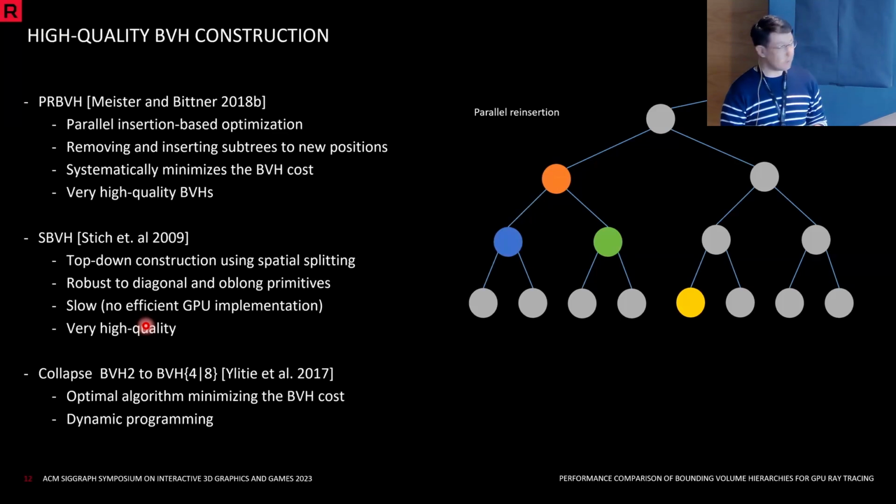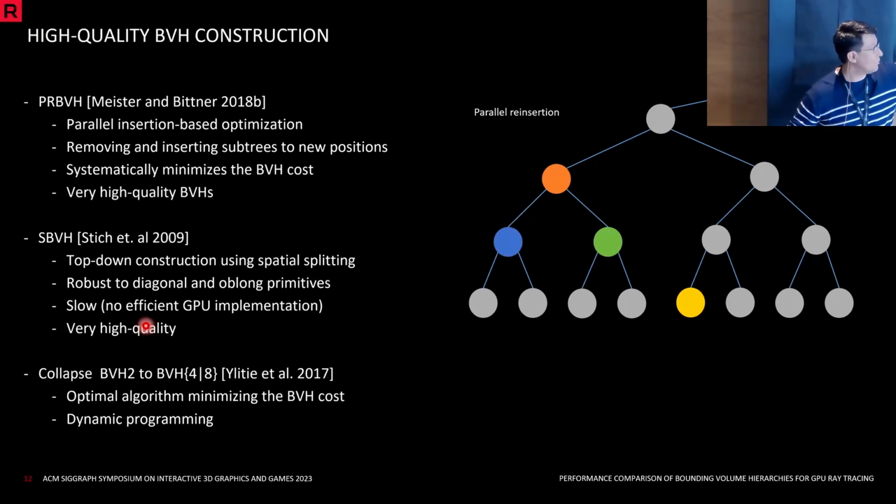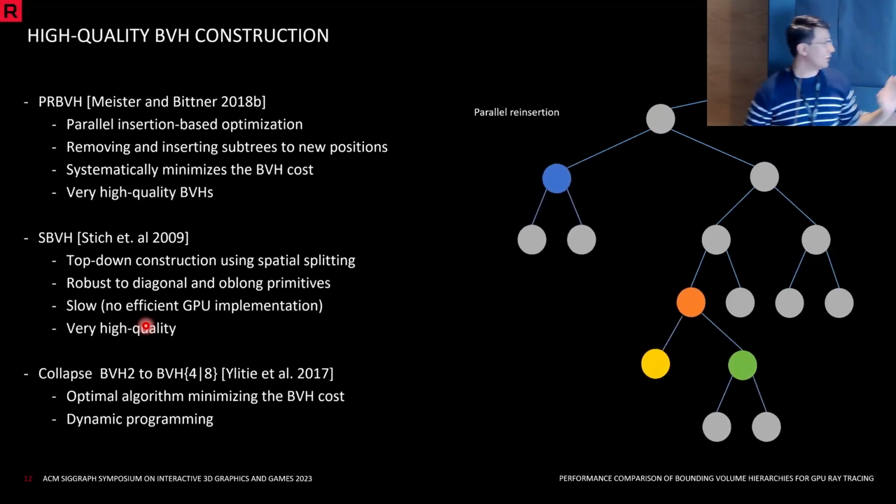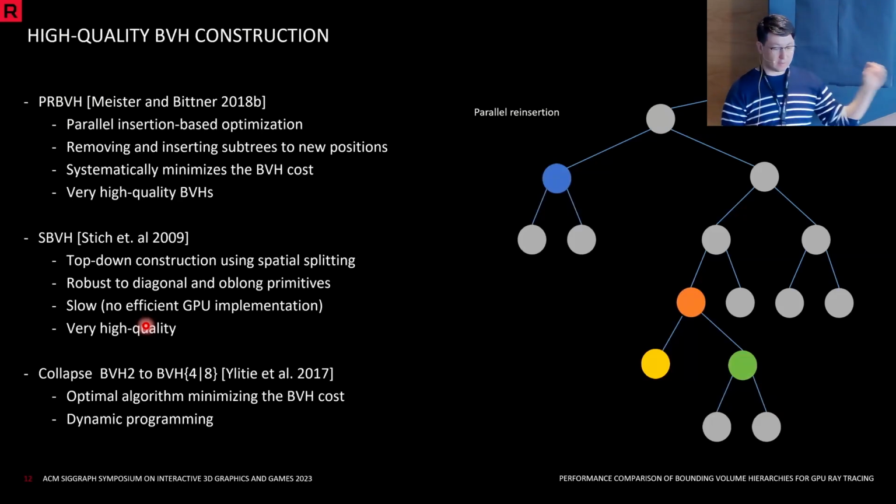So for example, we can move the orange node, the green node with its parent, to a new position, like to the yellow node. So something like this we can do. And it's a powerful operation because we can place it into any other position in the tree.